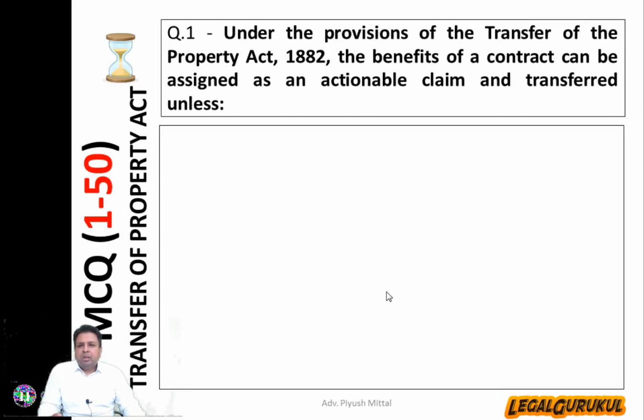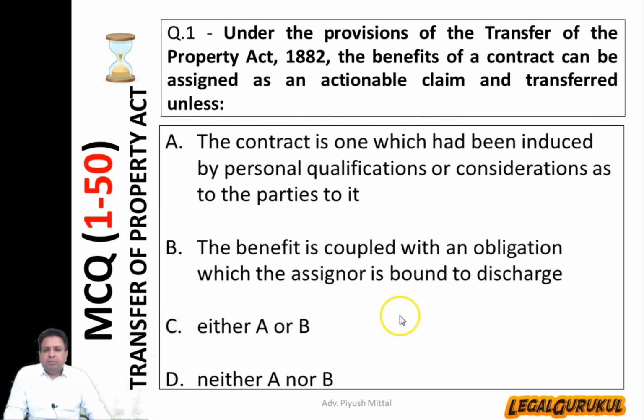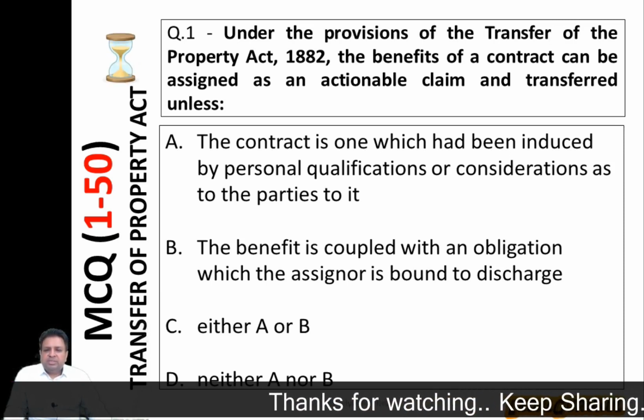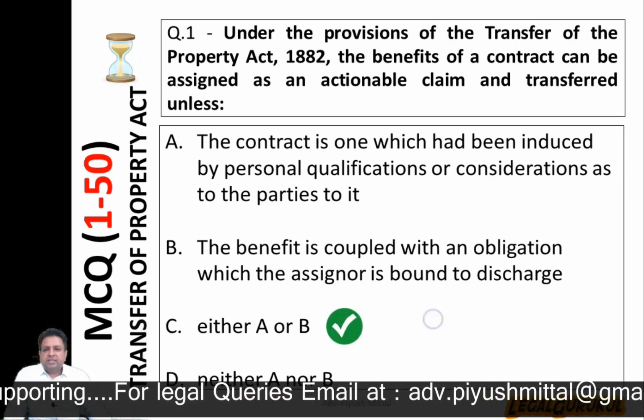Question number 1. Under the provisions of Transfer of Property Act 1882, the benefits of a contract can be assigned as an actionable claim and transferred unless there are 4 options. Option number A. The contract is one which has been induced by personal qualification or considerations as to the parties to it. Option B. The benefit is coupled with an obligation which the assigner is bound to discharge. Option number C, either A or B. Option number D, neither A nor B. And the correct answer is option number C, either A or B.